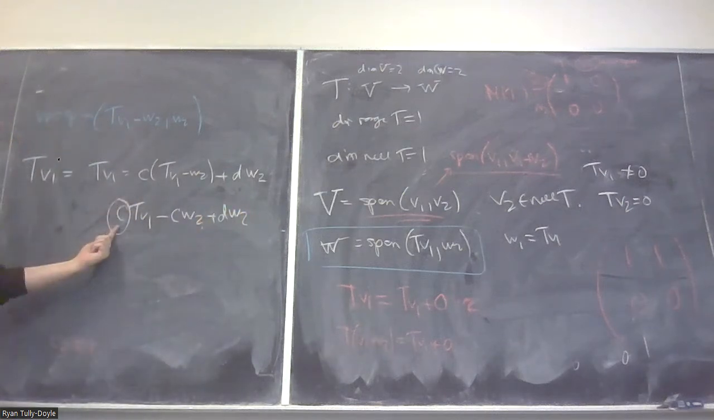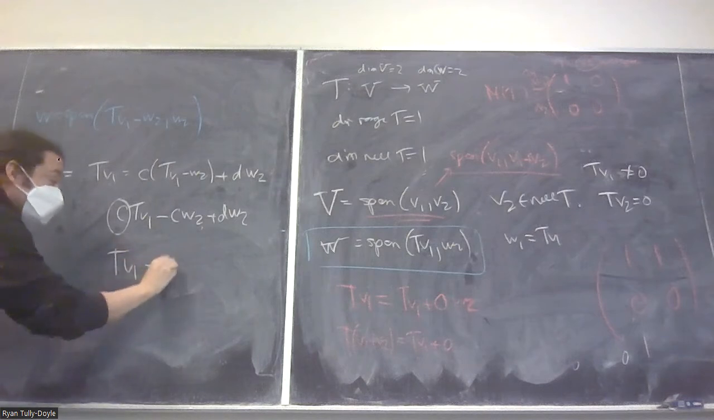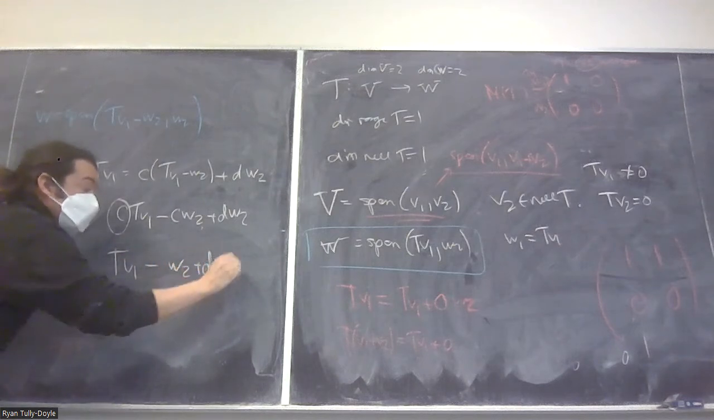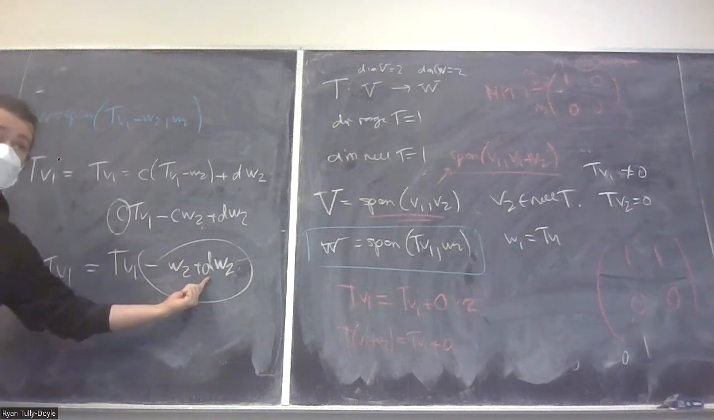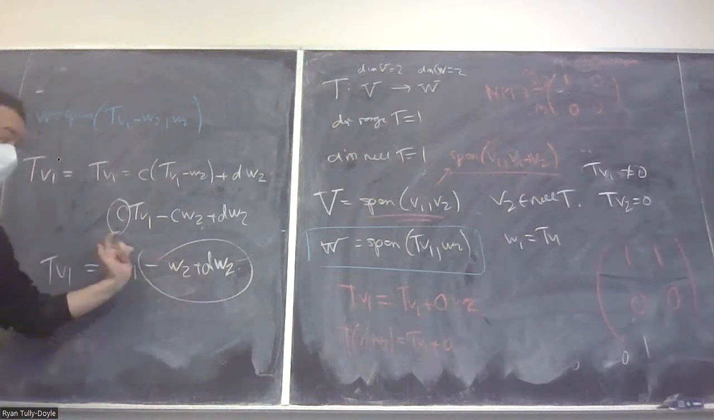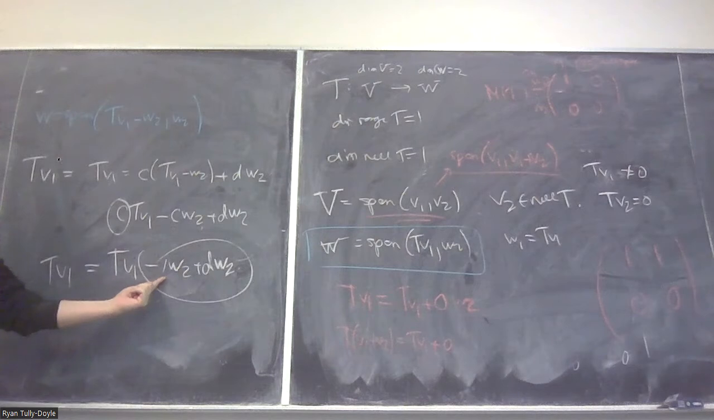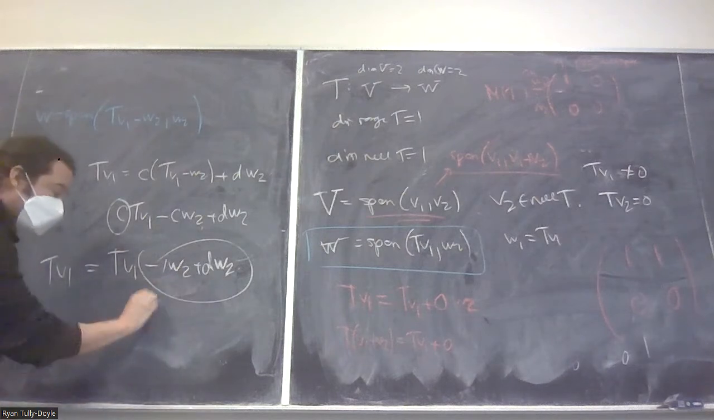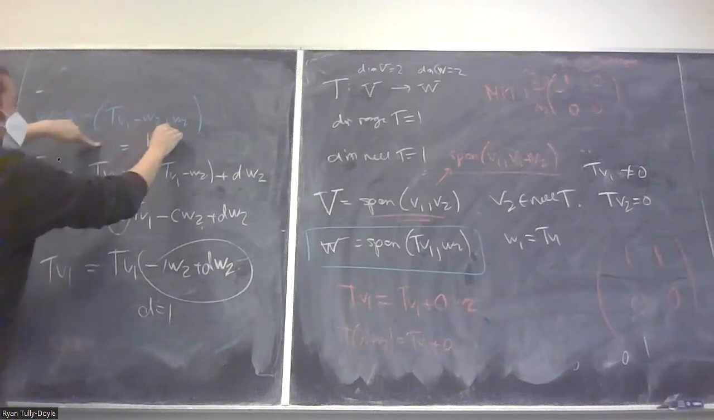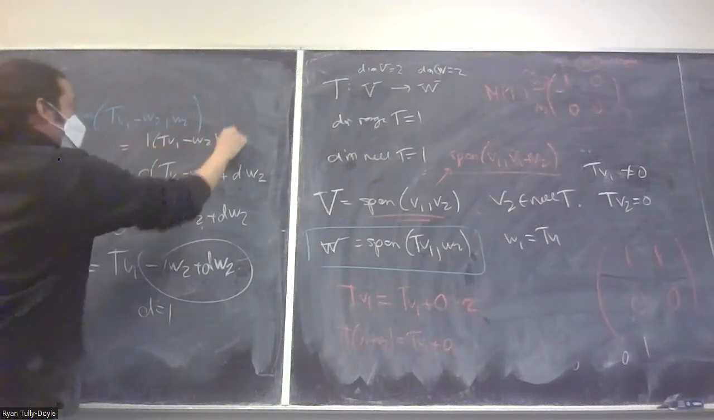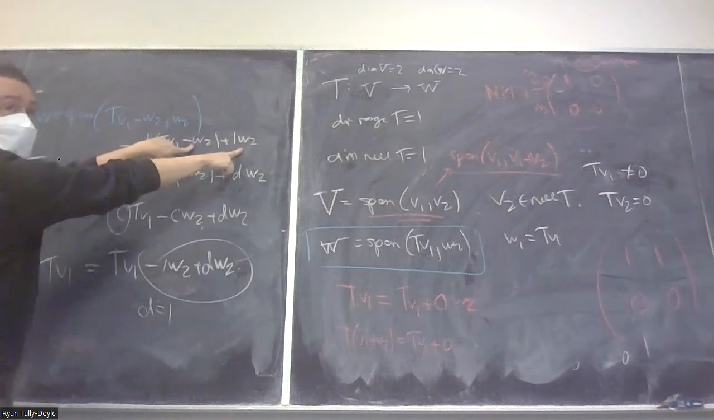What number does that have to be? If it's equal to TV1, what does this have to be? 1. TV1 minus W2 plus DW2 is equal to TV1. What does that have to add to? 0. But if that has to add to 0, what does D have to be? Well, no, there's no C anymore. There's C with 1, right? So what is D? 1. But that means that this was equal to 1 times (TV1 minus W2) plus 1 times W2. The minus is there, so these cancel.